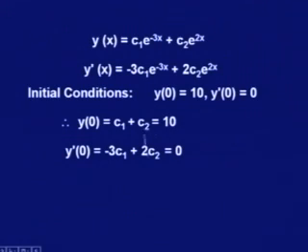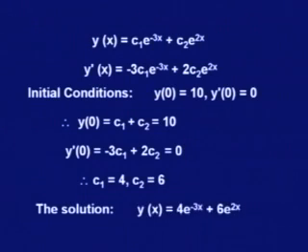Now, these are linear equations in two unknowns, we can solve them, and we get C1 is equal to 4 and C2 is equal to 6. This is the unique solution. So, we get only a single particular solution for the initial value problem, putting C1 as 4 and C2 as 6, we get 4 times e to the power minus 3x plus 6 times e to the power 2x. So, we have got the particular solution of our initial value problem.